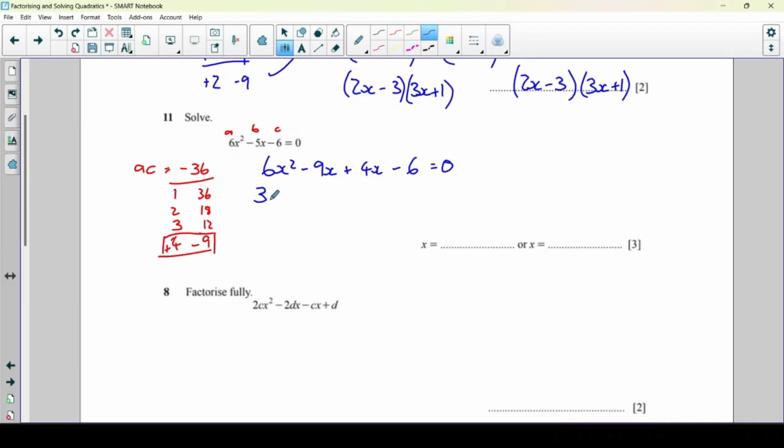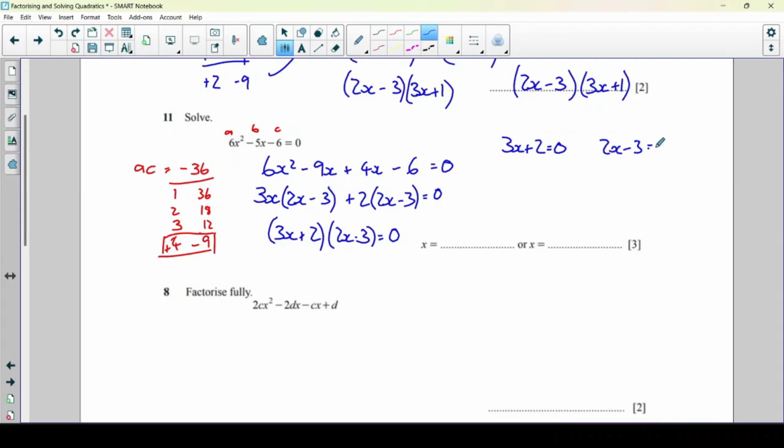Right, out of these two, I can take 3x and I get 2x minus 3. And here I can take plus 2 out of these, and then 2x minus 3. So we get 3x plus 2, 2x minus 3. This time we've got one more step though, because we're solving an equation. Because it's equal to 0 and I've got my two factors here, this means I've got either 3x plus 2 equals 0, that's the first factor, or 2x minus 3 equals 0.